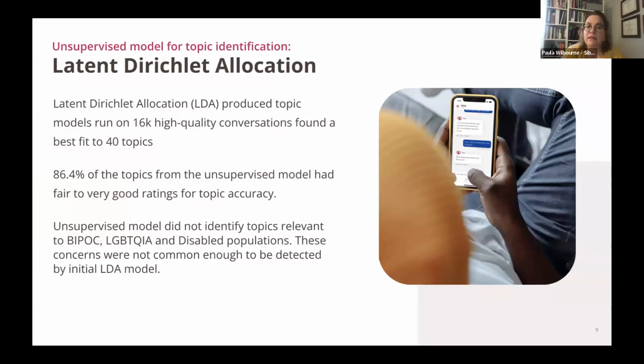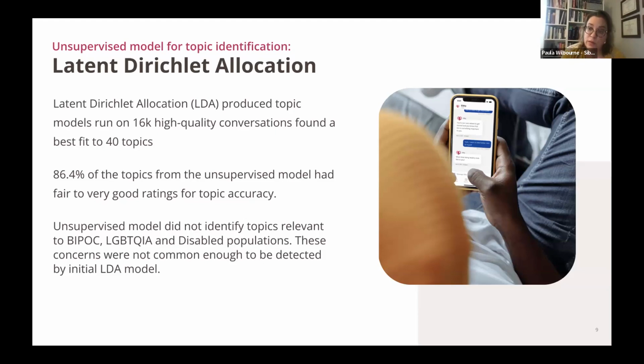For our first model, we used latent Dirichlet allocation, which is a way of identifying topics within a body of language data. Our first models were run on 16,000 high quality conversations and found a best fit of 40 topics. We saw that 86.4% of these topics from the unsupervised model had fair to very good quality ratings. So when coaches evaluated these models, the topics were rated as fair to good 86% of the time on a 5-point scale.